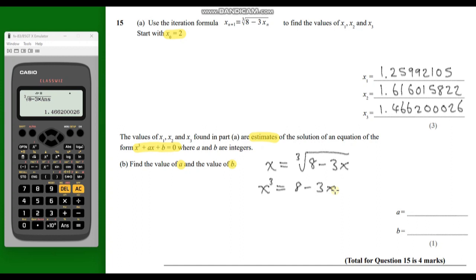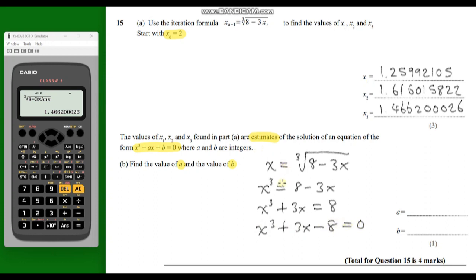And now we want all of the x's on one side. So if I add 3x to both sides, I've got x cubed plus 3x equals 8. And again, I just want 0 on the right hand side. So if I subtract 8 from both sides, I'll be left with x cubed plus 3x minus 8 equals 0.